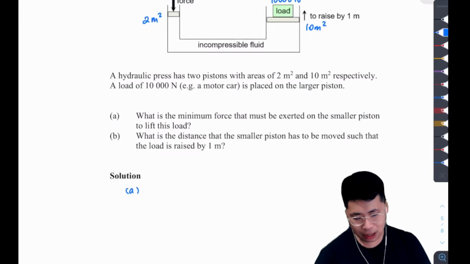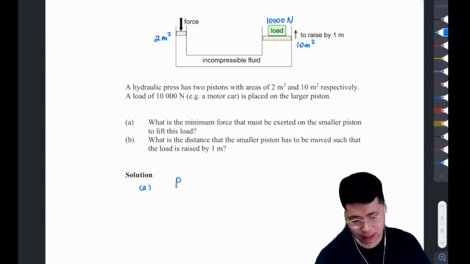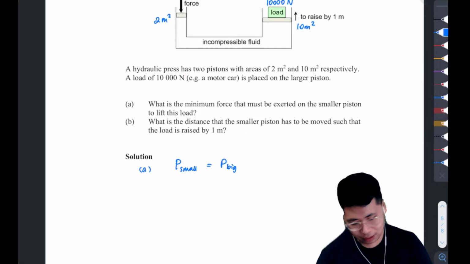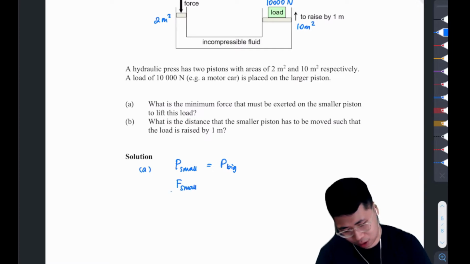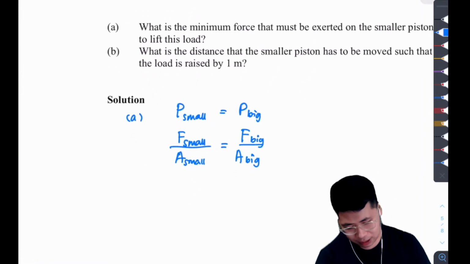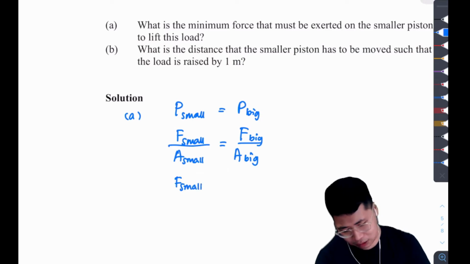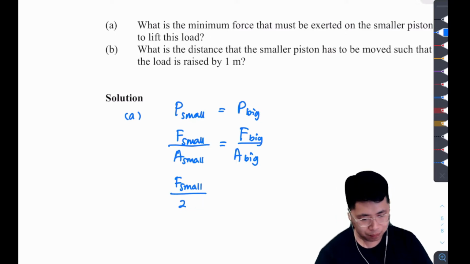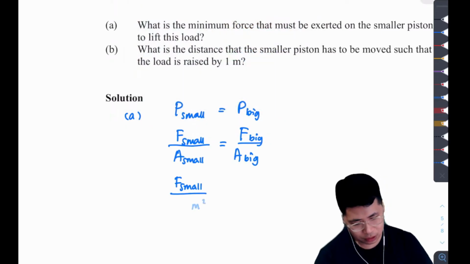Okay, so let's take a look at Pascal's principle. Pascal's principle tells us that the pressure at the small piston will be equal to the pressure at the bigger piston. Agree? So with this, the force at the smaller piston over the area at the smaller piston is going to be equal to the force at the bigger piston divided by the area at the bigger piston. Let us put in our values. The force of the smaller piston is what I'm looking for. Area of the smaller piston is 2 meters square.